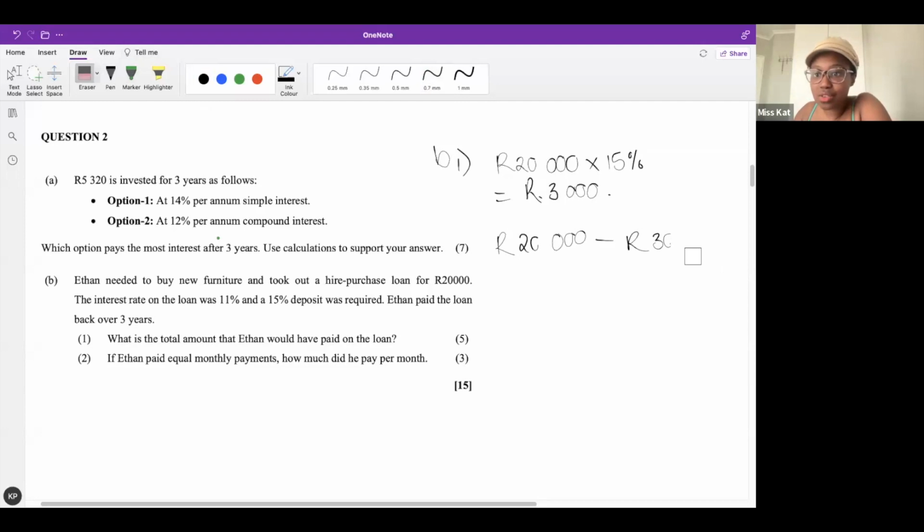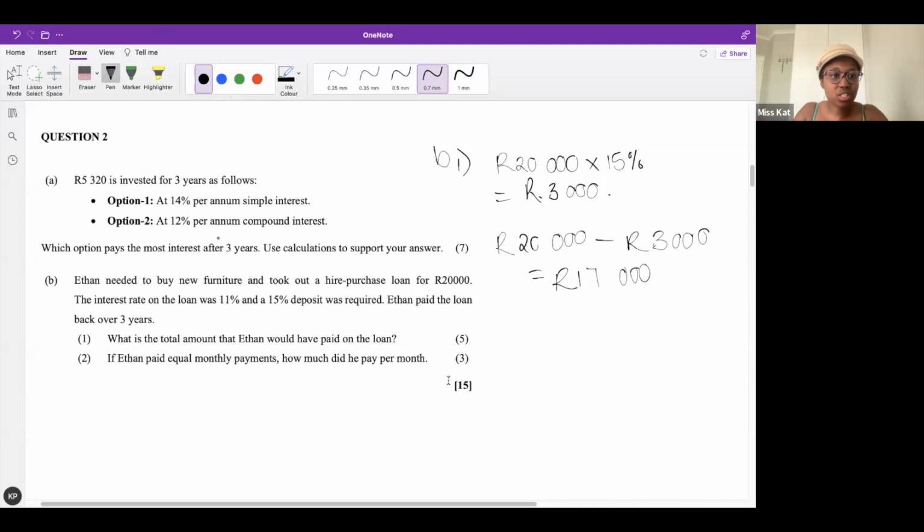Out of the 20,000 Rand, I have to subtract my deposit, because deposit means you pay it up front, right? You pay it from the beginning. So actually, you're going to be left with 17,000 Rand.